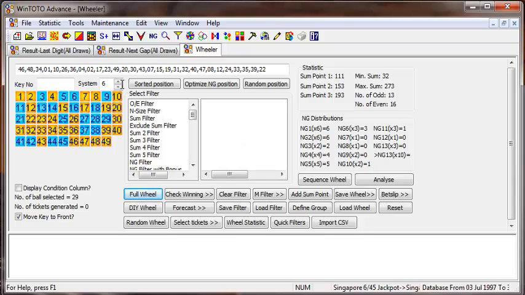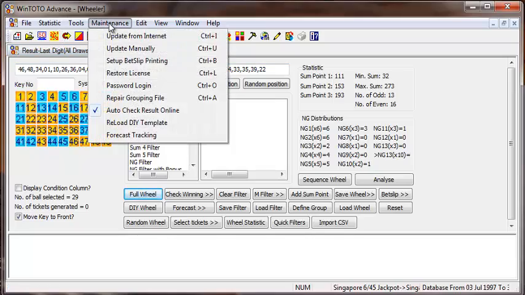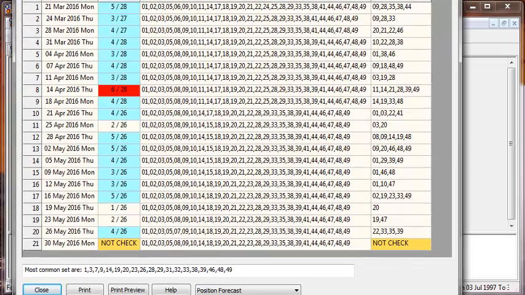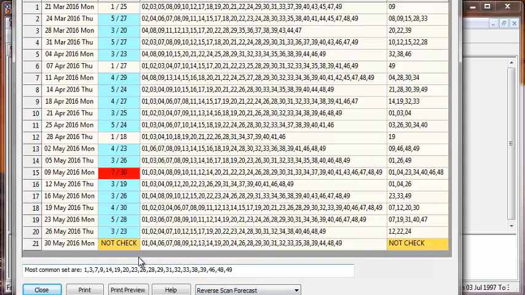Altogether, it is actually the past 6 draws numbers. Alright, the most recent 6 draws. So you can see that this group of numbers, altogether there are 29 of them. For this coming draw, do not be surprised that you may see good results from here. Alright, so let's take a look at the forecast tracking.